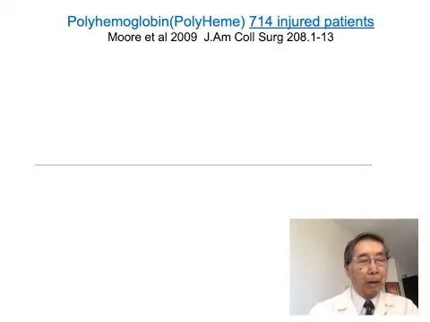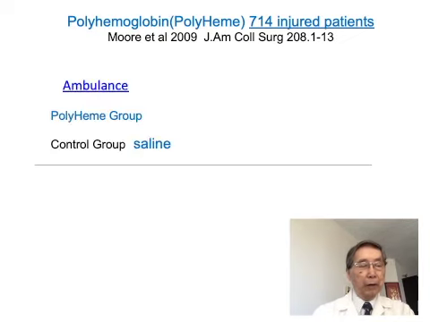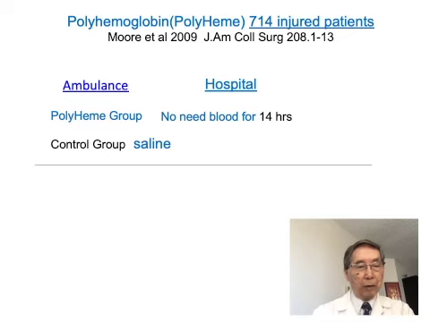Well, polyhemoglobin, PolyHeme from Northfield, has been clinically tried in 714 patients. What they do is they give this right in the ambulance, PolyHeme, with control group given saline. What they found is that when they reach the hospital, there is no need for blood transfusion in the case of PolyHeme. In the saline control, they need blood quickly, within half an hour.